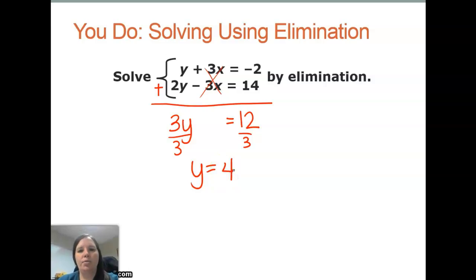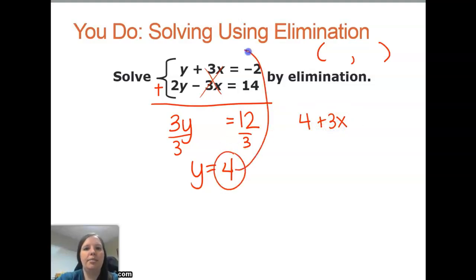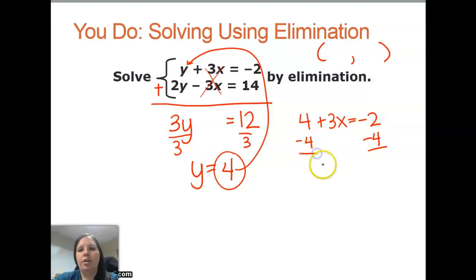So y equals 4. Now to get my value of x, because I need an x value comma y value, I'm still looking for the point where these two lines intersect. I'm going to take that 4 and plug it in. I'm choosing to plug it into the first equation. So there's still an element of substitution in these equations. And I'm going to solve for x.